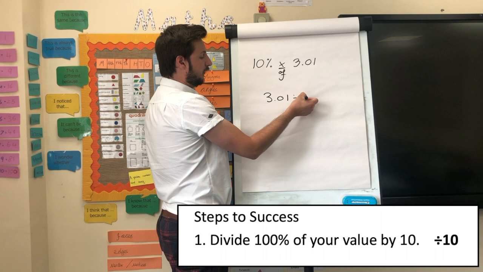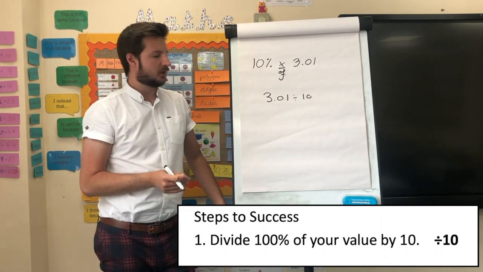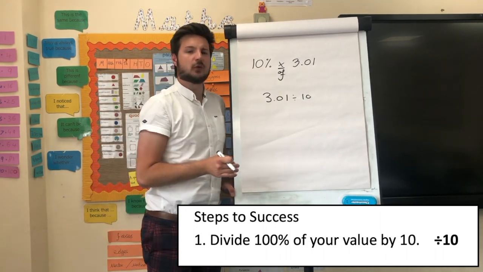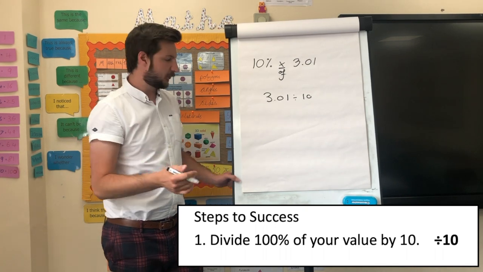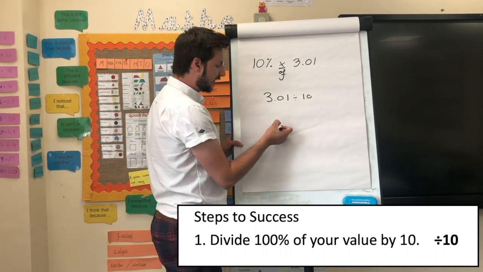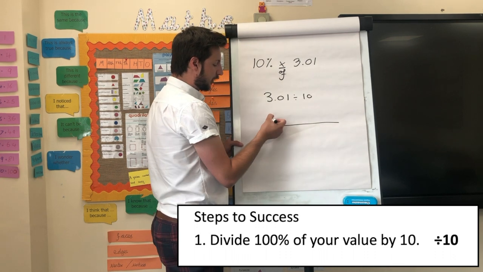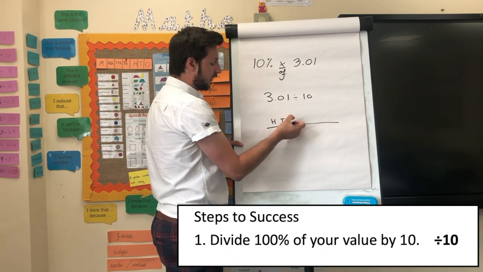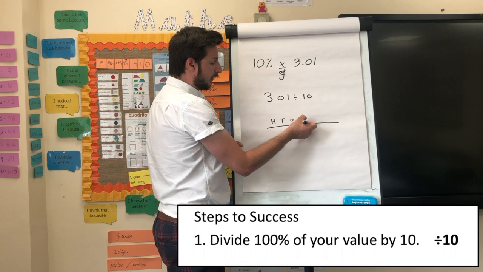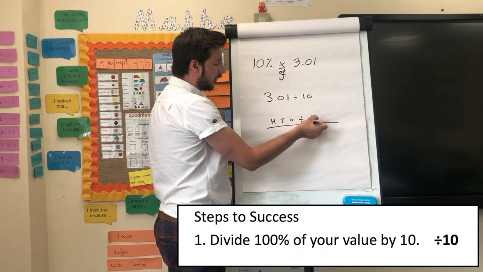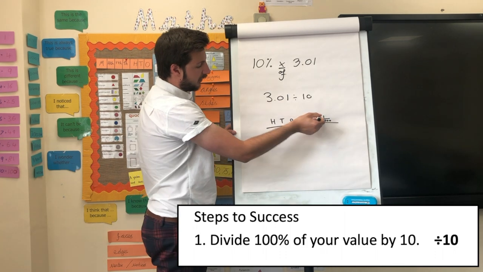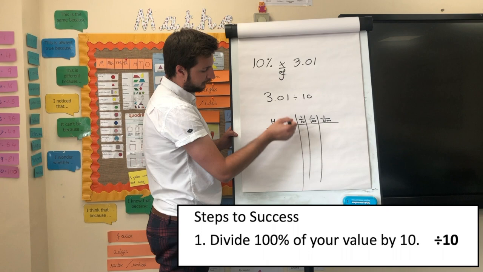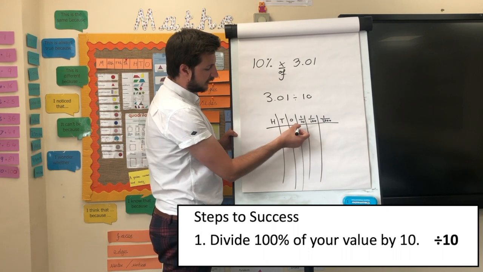3.01 divided by 10. Now we have a tenth and a hundredth in this example, so we might need a thousandths column, which we haven't used before. So let's write out our place value headings. We've got our hundreds, our tens, our ones, our tenths, our hundredths, and then new to this example, in this video, our thousandths. Let's put our lines in, and our decimal.